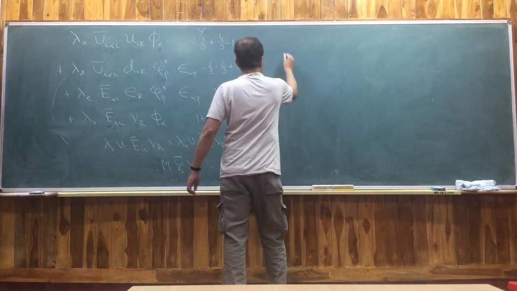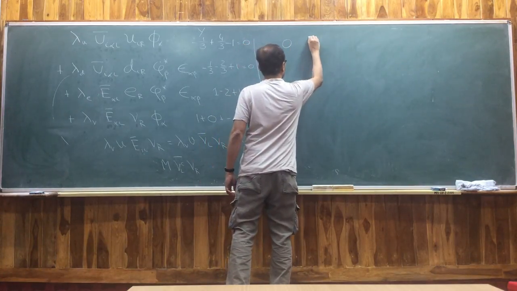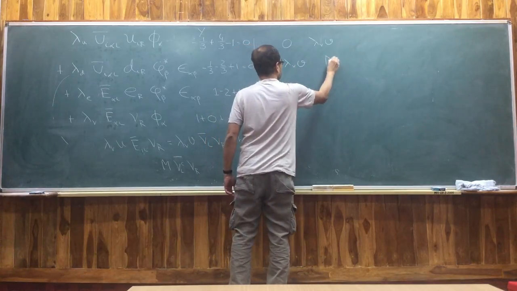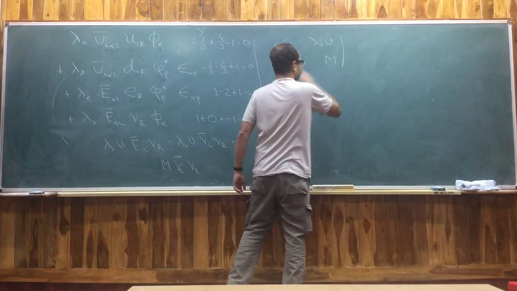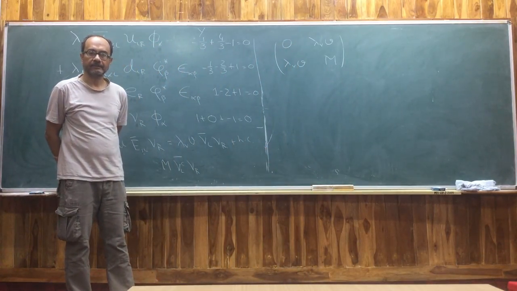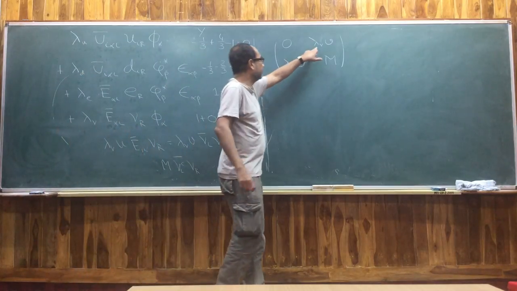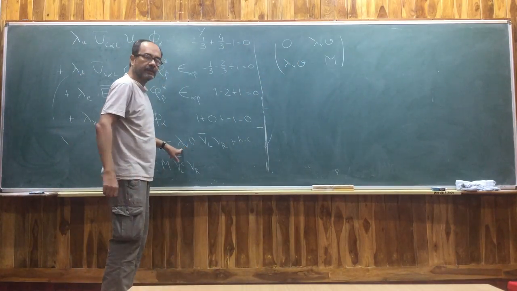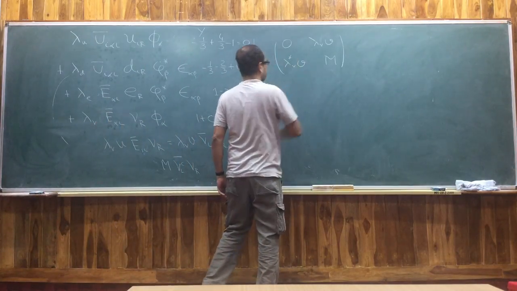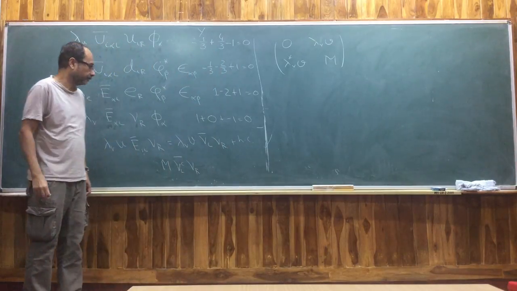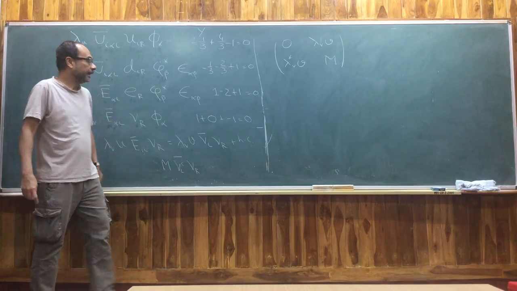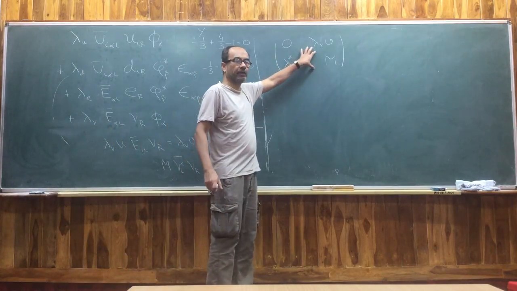So what you find is that you get a matrix of this kind, which you have to diagonalize. These lambda nu v's come because of this cross coupling. You can put a star here if you want. And then this M comes because of this Majorana coupling. And the physical masses are the eigenvalues of this.